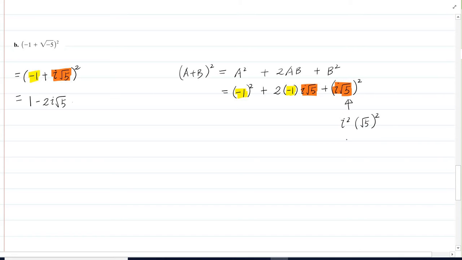So we recall i squared is just going to give you -1, right? Square root of 5 squared is just going to be 5. So now this is a -1 multiplied by 5, which gives you -5. So once we have this, we're going to go ahead and finish simplifying it. So we collect like terms. 1 minus 5 is just going to be -4, subtract 2i square root of 5.